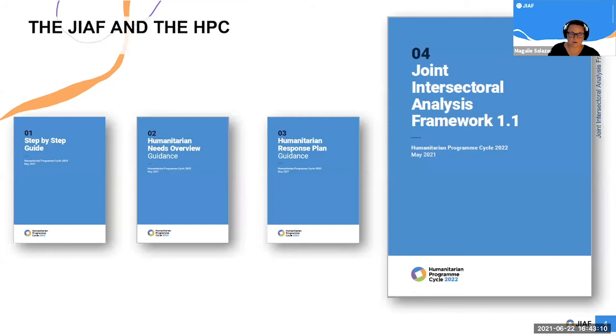So as a reminder, the GIAF is part of the HPC suite in the sense that the GIAF is the approach that underpins the HNO. It's the joint intersectoral analysis that is yielding the results that are being used in the Humanitarian Needs Overview document. The HNO, however, is bigger than the GIAF in the sense that there are some elements included in that document that are not coming from the GIAF analysis, for instance, the sector pages or some capacity assessments, et cetera. So the GIAF is not a synonym of the HNO. The GIAF feeds into the HNO, but the HNO is bigger than the GIAF.